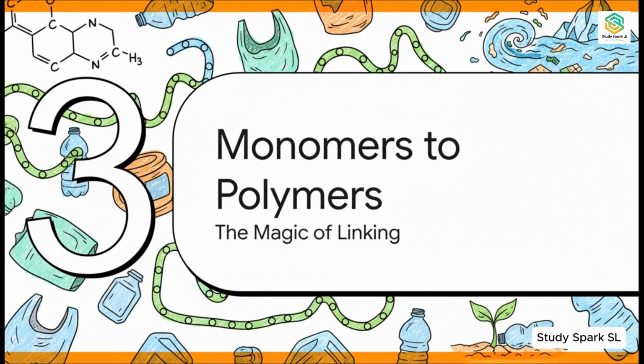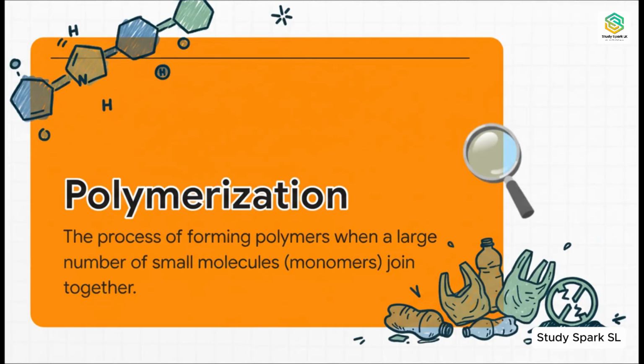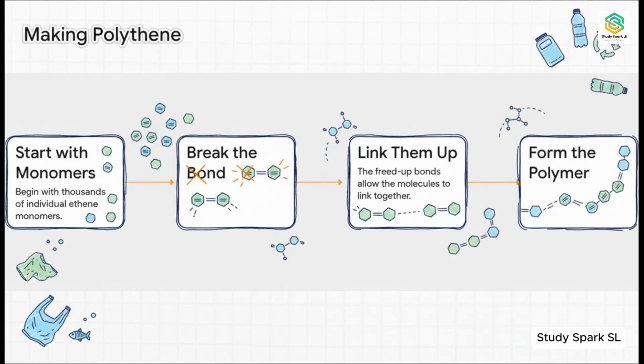How in the world do we get from a gas full of these tiny individual ethene molecules to a solid plastic bottle? Well, this is where we turn our little monomers into massive polymers. The process is called polymerization, and it's all in the name, really. Poly means many, and mer means parts. We're simply taking many small parts, our monomers, and chemically linking them all together to form one single giant molecule, a polymer.